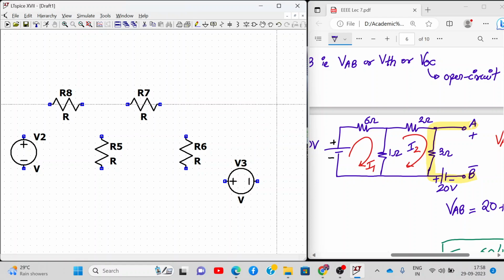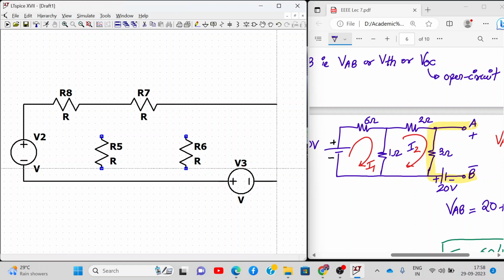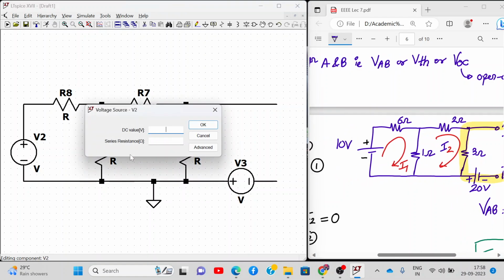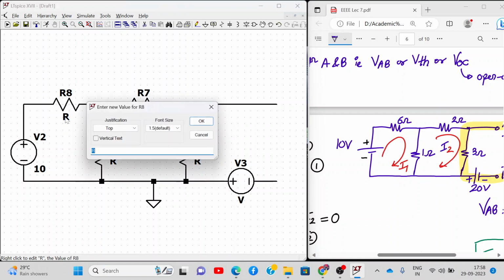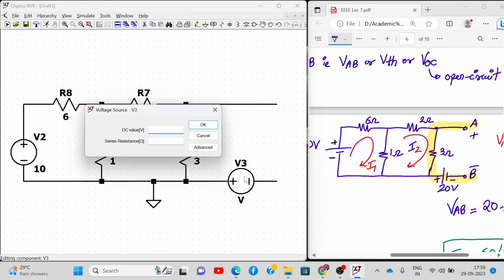Alright, so this is my circuit connection. I'll join them together. These are terminals A and B. I'll keep it open, because we want to measure the open circuit voltage. I'll connect the remaining part of the circuit with a wire. Also, don't forget to add the ground, because without the ground, you will not get the result. Now let's give the values. Right click over here, its value is 10 volt. This is 6 ohms, this is 2 ohms, this is around 1 volt. This is 3 ohms and then this is around 20 volt.